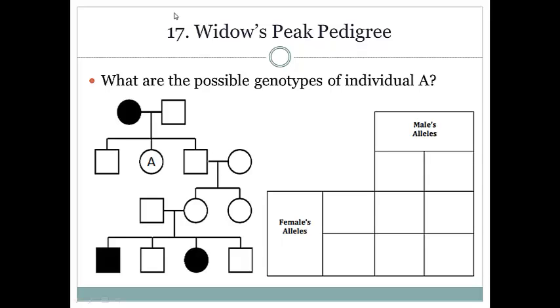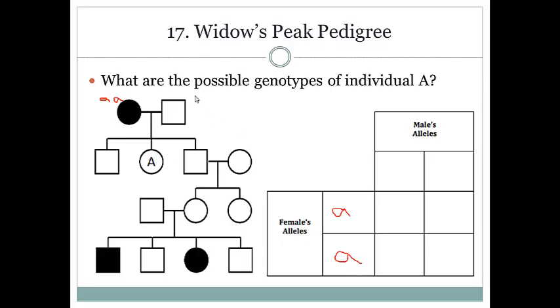Number 17 asks us to figure out the possible genotypes for individual A. So on individual A, we know that one of the parents must be recessive. So I'm going to use little a for this parent. This is widow's peak, which is a recessive trait. So I know that one of the parents, in this case the female, is little a.